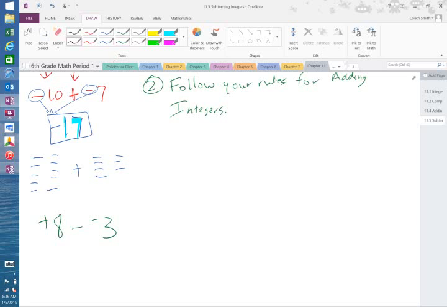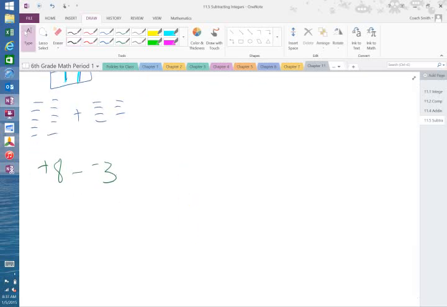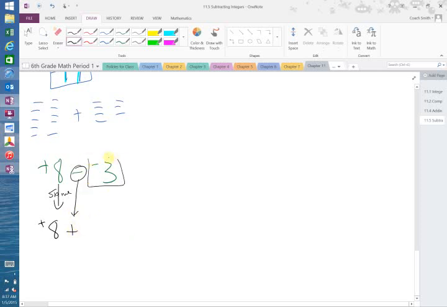So that means, once again, change all subtraction to addition. First number stays the same, positive 8. Change the subtraction to addition and do the opposite of negative 3. The opposite of negative 3 is positive 3. So what is positive 8 plus positive 3? 11.